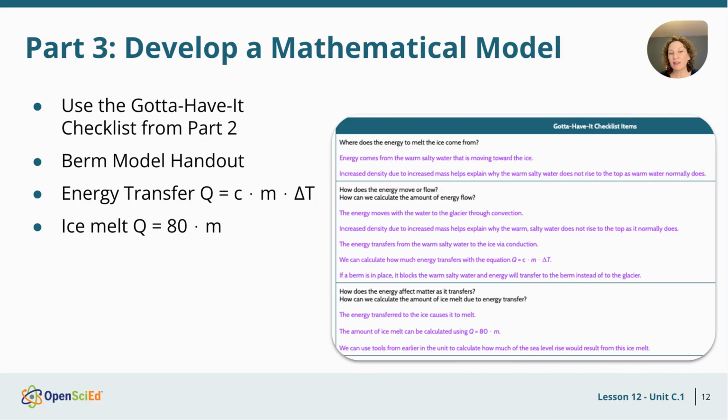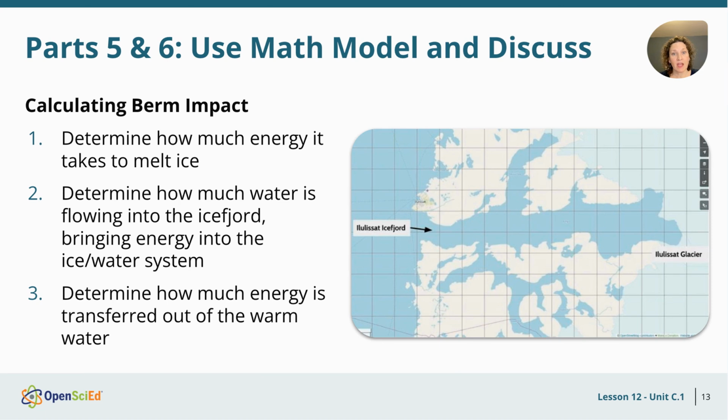This step might feel a little tedious, but it's pretty essential scaffold for modeling the calculations that they're going to be doing in part 5, so you don't want to skip it. Now for parts 5 and 6. The students will complete the Calculating the Berm Impact handout. They can do it on their own or with a partner.